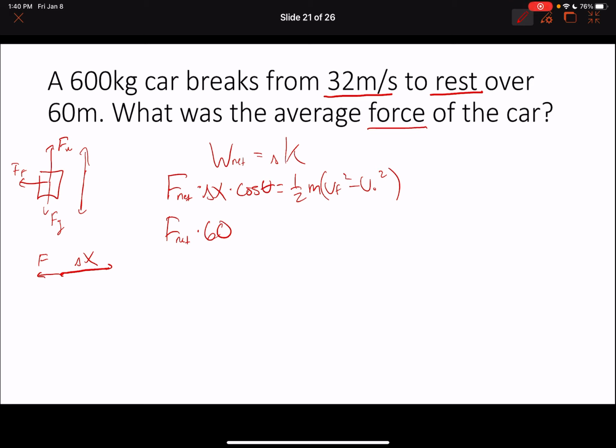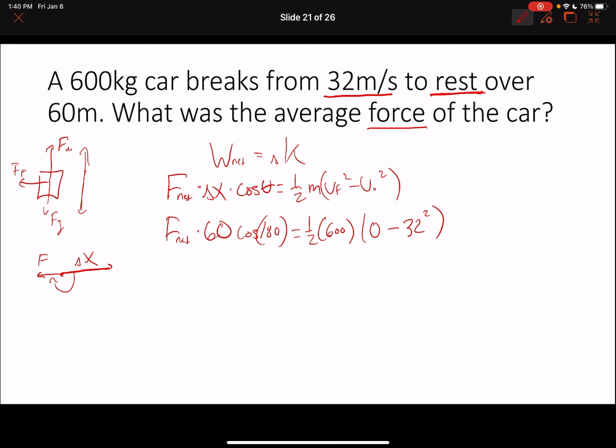And so that means that there's a total angle here of 180 degrees. And so I'm going to write in cosine 180. That's equal to 1/2 times the mass, 600, times v final squared. My final velocity is rest. My final velocity is 0. 0 squared is 0, so I'll leave it like that. Minus the initial squared, which is 32 squared.